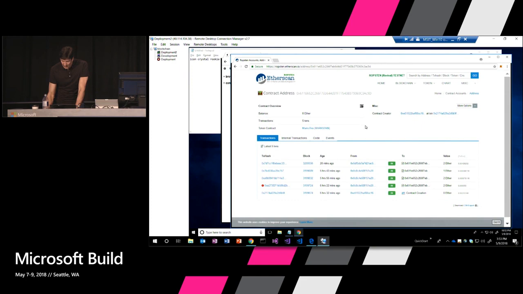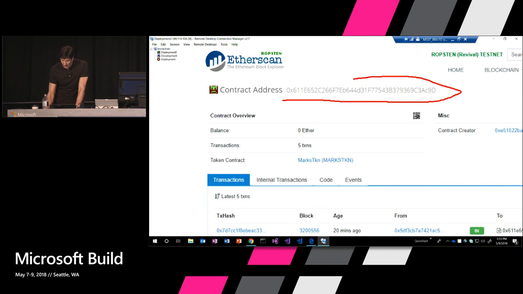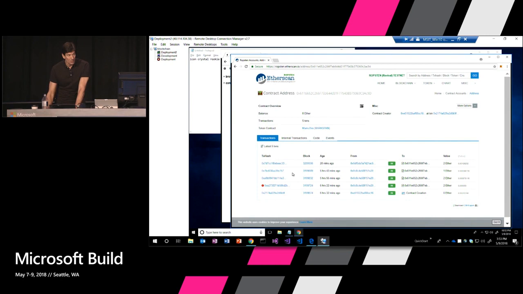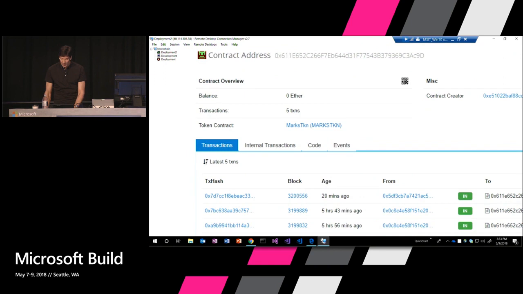And you can see the smart contract address. It gets its own address on the network. It looks like any other account address. It's got a private key and a public key. You can see the transactions that this smart contract has accepted. What I've done already with this version of Mark's token is transfer money into it and out of it between parties. And because it's the ERC20 interface, these UXs like this know it's a token.